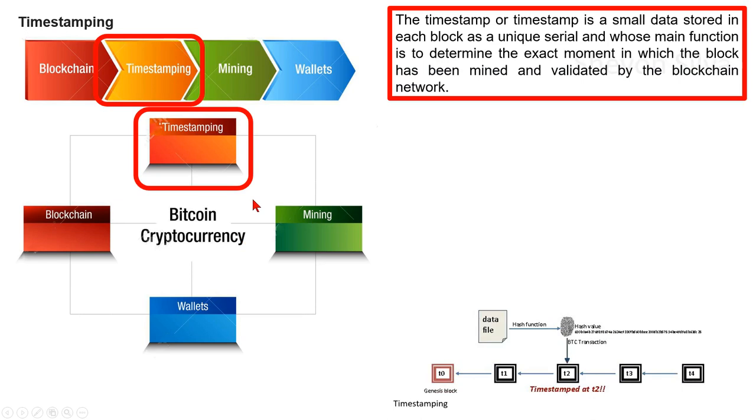Now we are focusing on timestamping. The timestamp is a small piece of data stored in each block as a unique serial, whose main function is to determine the exact moment in which the block has been mined or validated by the blockchain network. Here you can see timestamping. A generic data file can be hashed, producing a short, unique identifier equivalent to its digital fingerprint. Such a fingerprint can be associated with a Bitcoin transaction.